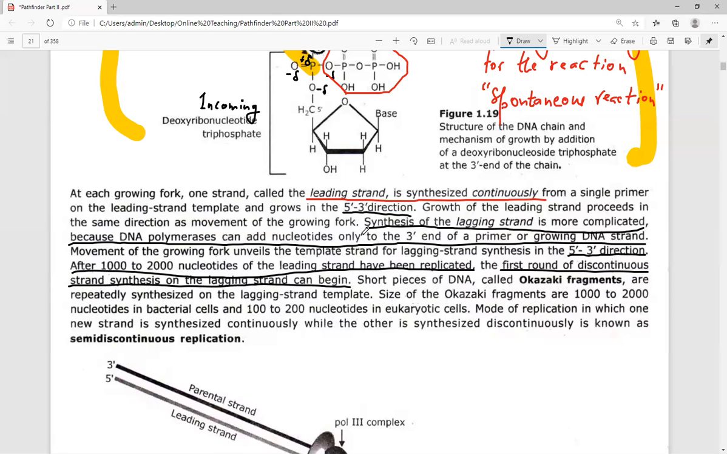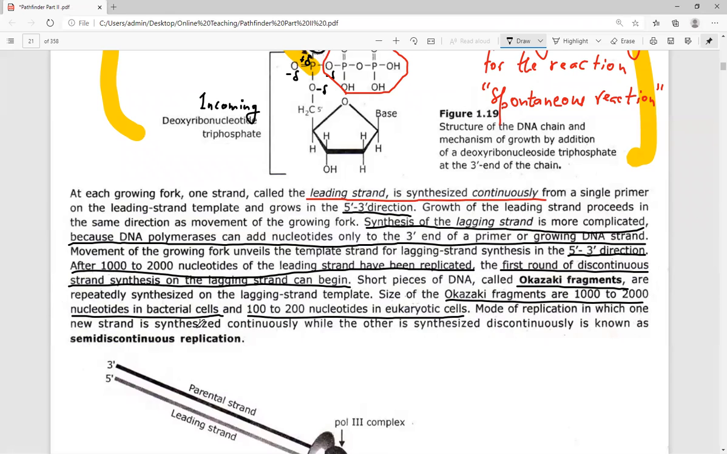Now the next round of the lagging strand biosynthesis can take place. So DNA is being biosynthesized in short fragments, and those fragments are commonly referred to as the Okazaki fragments. So actually, DNA is being biosynthesized in small patches, and the fragment that is being biosynthesized here is referred to as the Okazaki fragment. Okazaki fragments vary in size from 1000 to 2000 nucleotides in the case of bacteria, from 100 to 200 nucleotides in the case of the eukaryotic cell. So this is how Okazaki fragments differ.